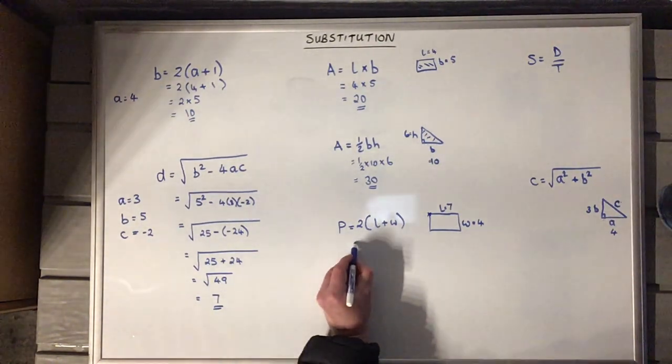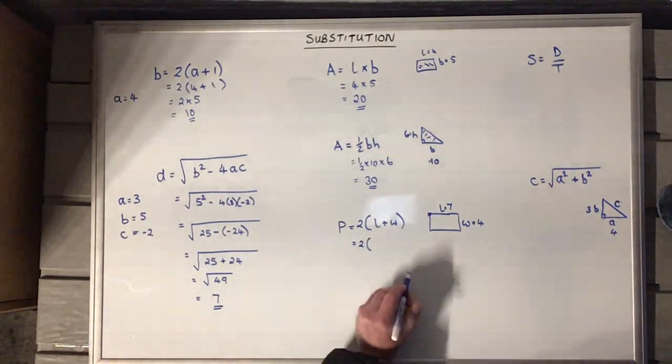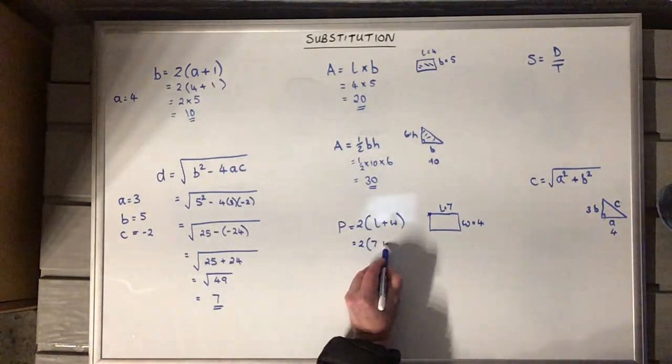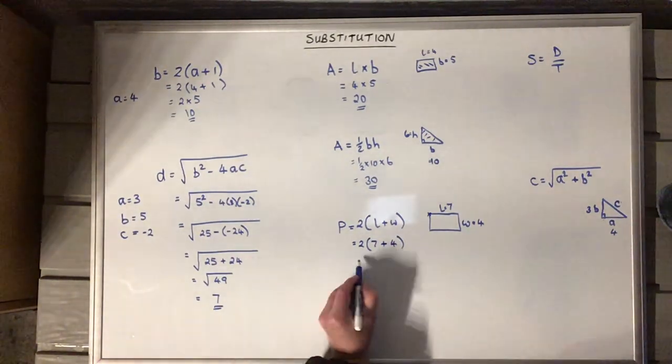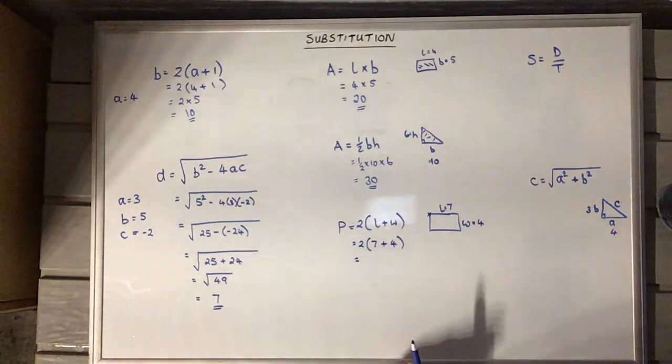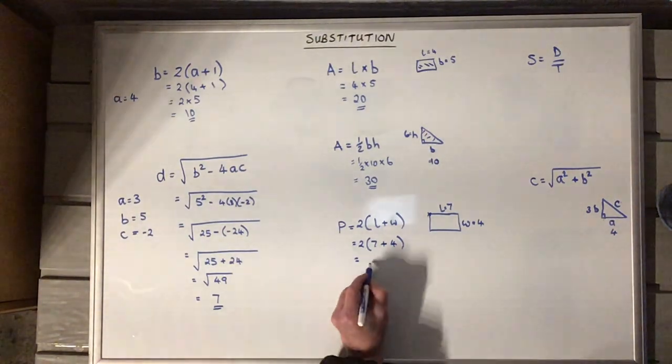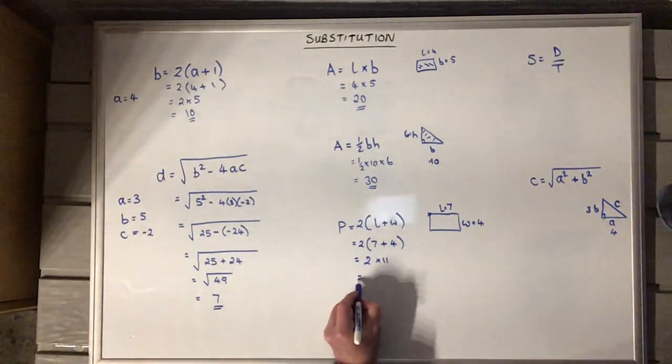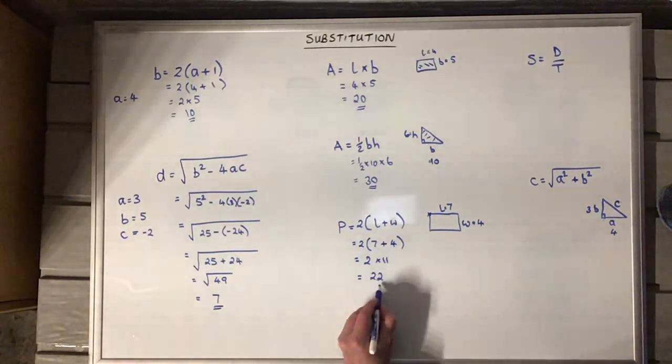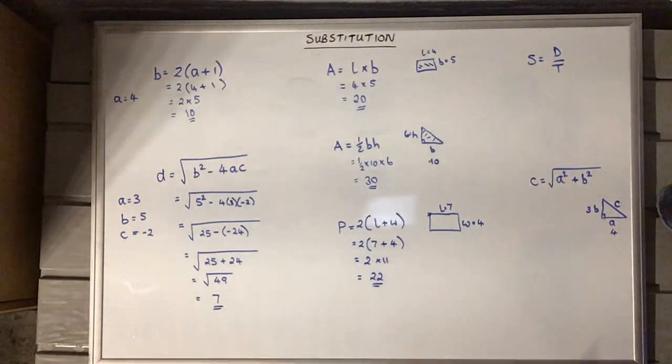So let's see what the perimeter would be. That would be 2 bracket, L, 7, plus W, 4. We have to do the brackets first. So 7 plus 4 is 11. 2 times 11 gives you 22. So it has a length of 22 units, whatever the units are, centimetres, metres, whatever. So we're using substitution here to put values into a formula to work out a missing value. That's what we're doing.